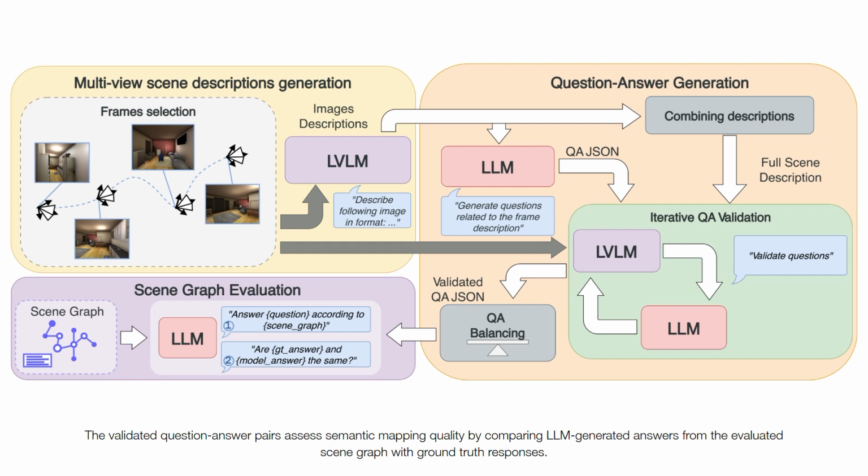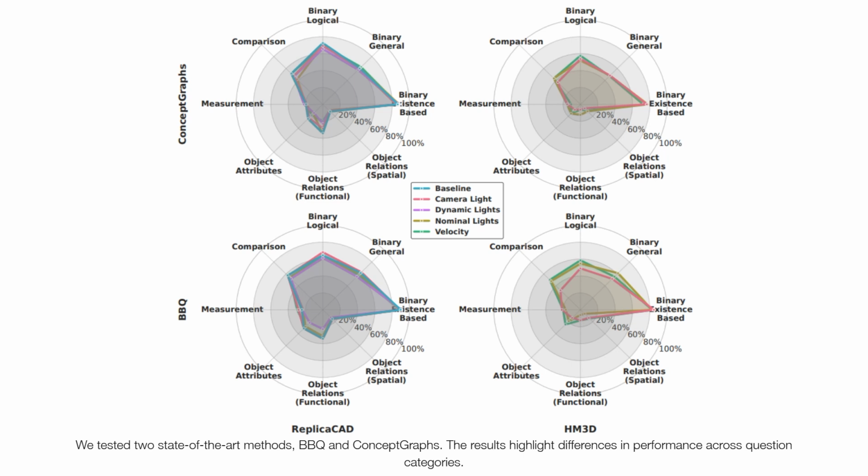The validated question-answer pairs assess semantic mapping quality by comparing LLM-generated answers from the evaluated scene graph with ground truth responses. We tested two state-of-the-art methods, BBQ and ConceptGraphs. The results highlight differences in performance across question categories.